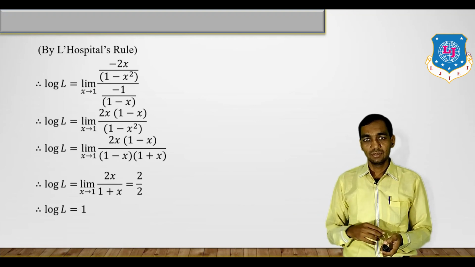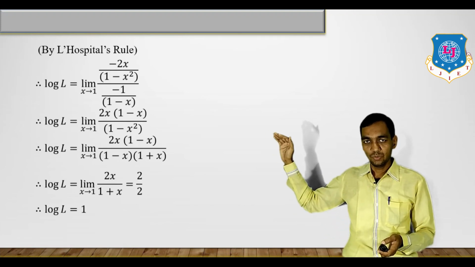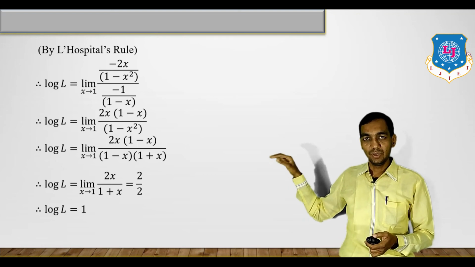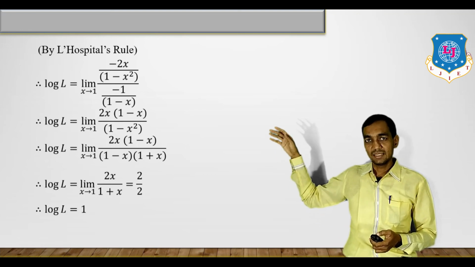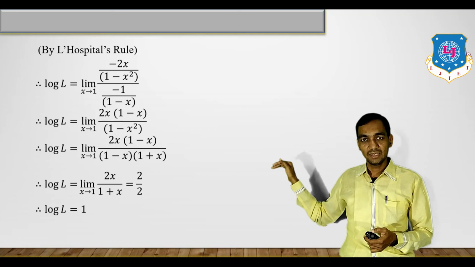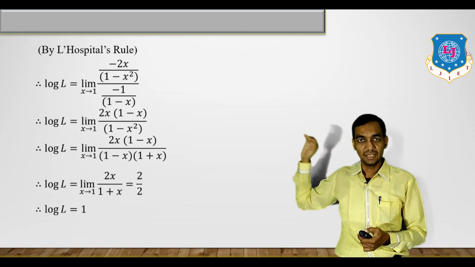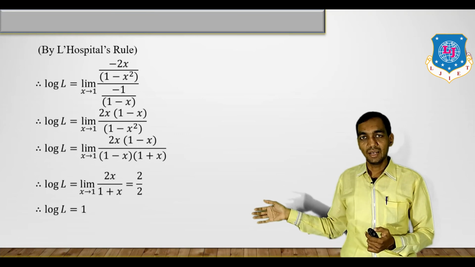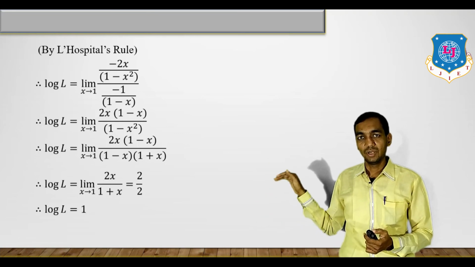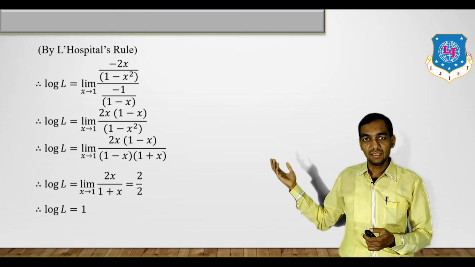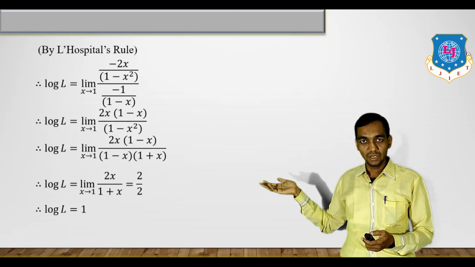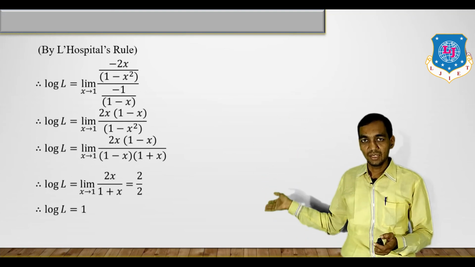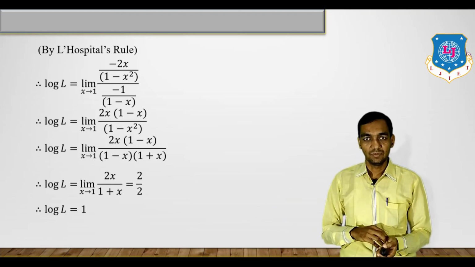Now applying L'Hopital's rule, that will give derivative of numerator in numerator, denominator in denominator. Log has a derivative 1 upon, that means 1 upon (1 minus x square) into, 1 minus x square has a derivative minus 2x. So, minus 2x upon (1 minus x square) divided by minus 1 upon (1 minus x). Simplifying this, denominator going to numerator, that will give you 2x into (1 minus x) divided by (1 minus x square).